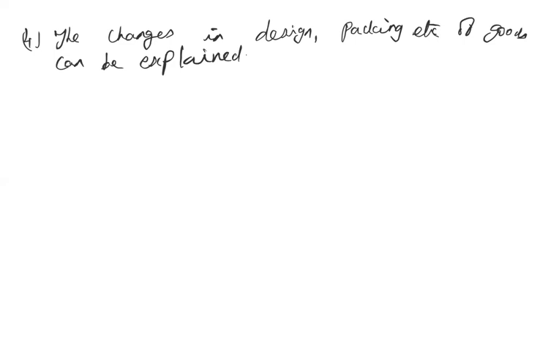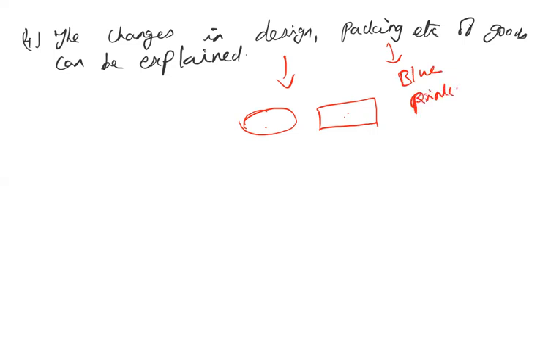Maybe he can change the design of the commodity. So instead of an oval shape, you can make it a rectangle shape, isn't it? So if the color changes, if the shape changes, or if the packing changes, for example, instead of a blue color wrapper, he can put a rose or pink color wrapper. Genuinely, the quality might be different. That is besides the point.